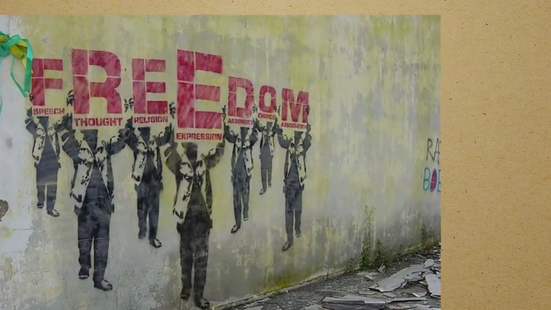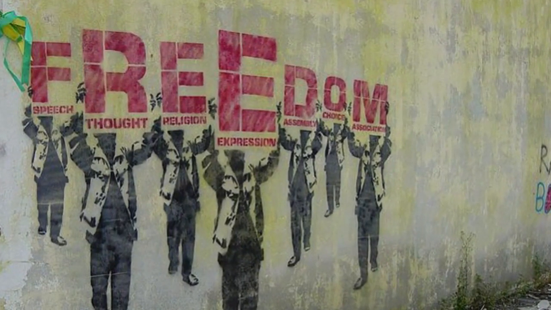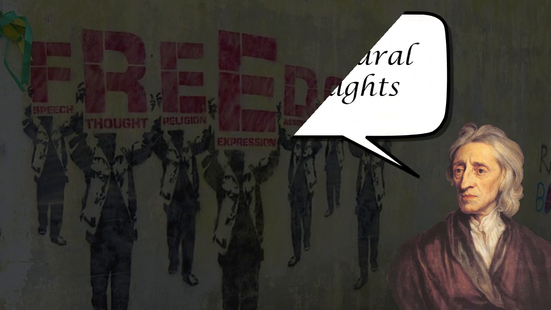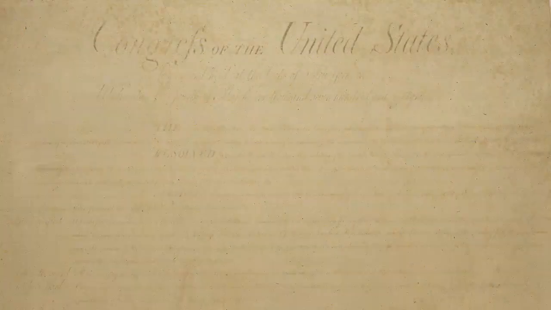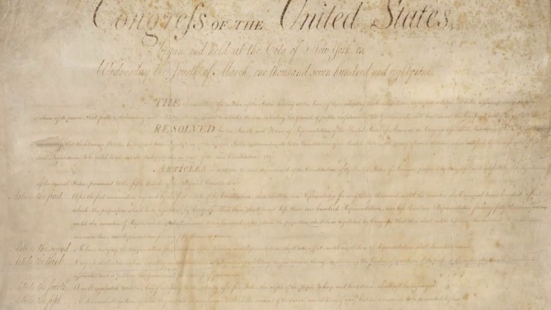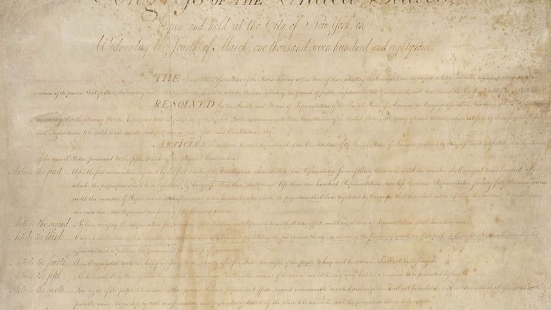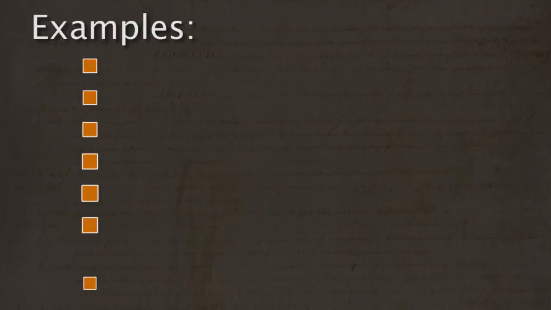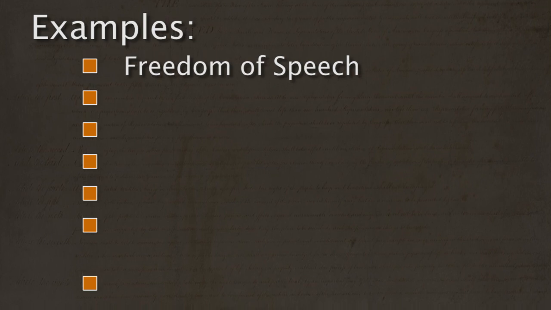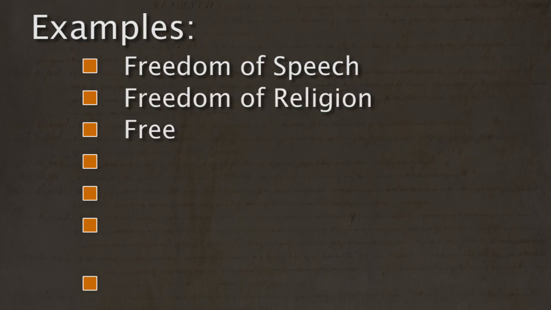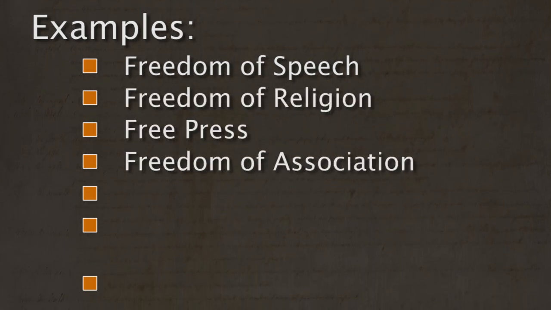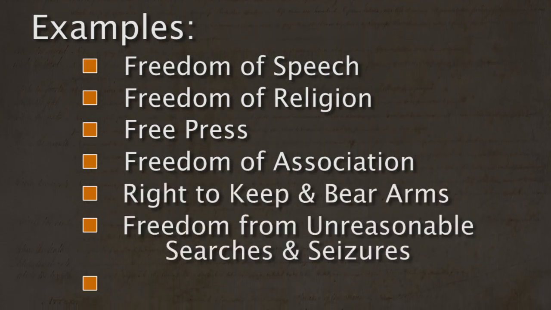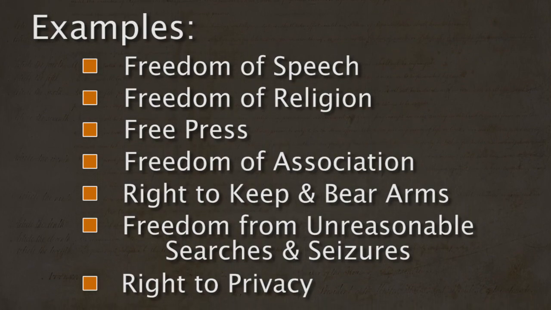Civil liberties are the individual freedoms you enjoy as a human being. John Locke, the English philosopher we studied earlier, called these freedoms natural rights. The U.S. Bill of Rights outlines many of these civil liberties in order to protect your freedoms from the arbitrary interference by the government. Examples of civil liberties include freedom of speech, freedom of religion, free press, freedom of association, the right to keep and bear arms, freedom from unreasonable searches and seizures, and the right to privacy.